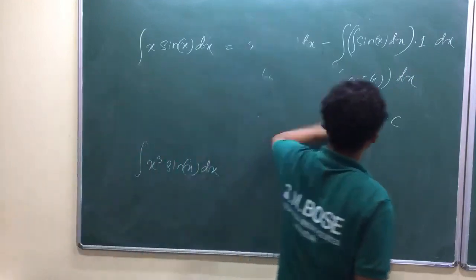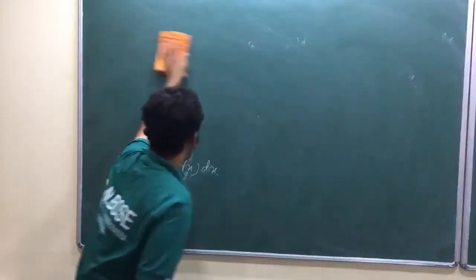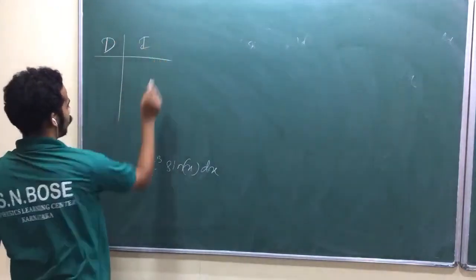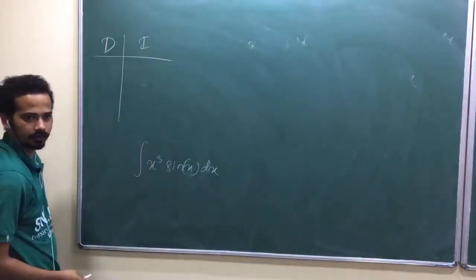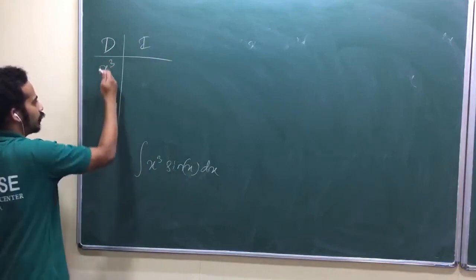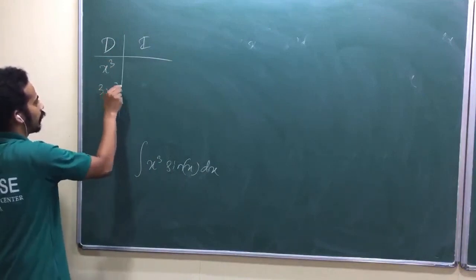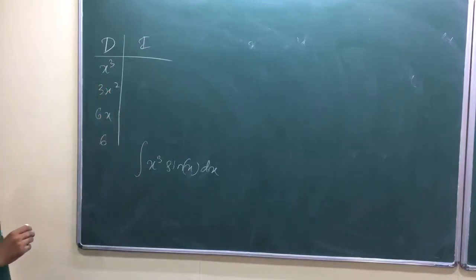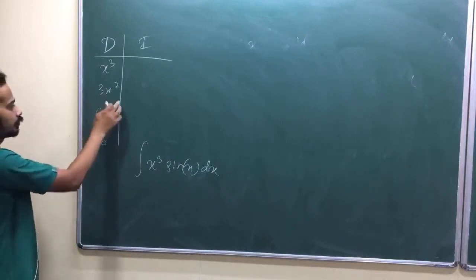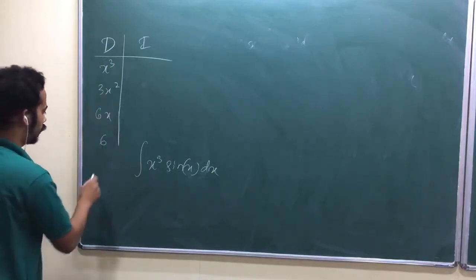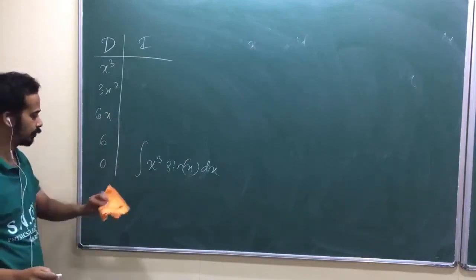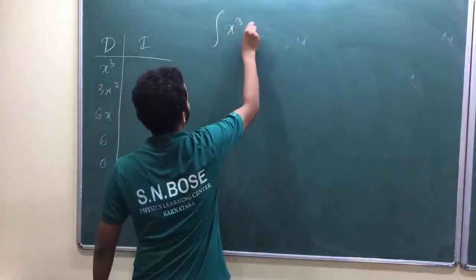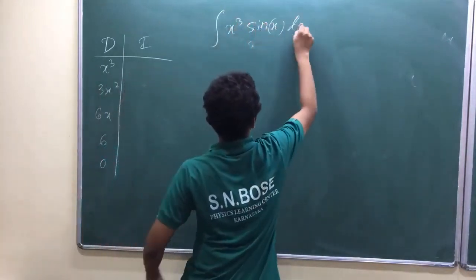So what can we do in this case? The DI rule. Am I right? Somebody mentioned the DI rule. The first function should be differentiated, isn't it? That's what we do. X cube. Do the successive differentiation. 3x square. Then 6x. 6. 3x square, 3 into 2x, am I right? 6x. 6. And 0. Okay, x cube into sin x dx. I'm trying to do this one.